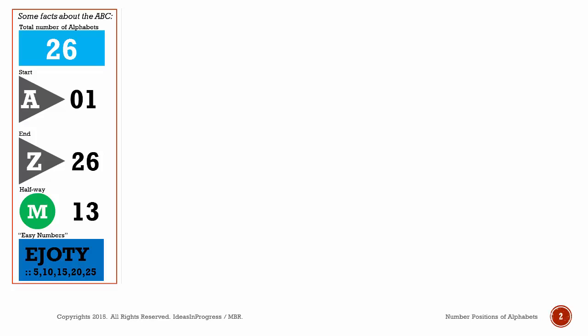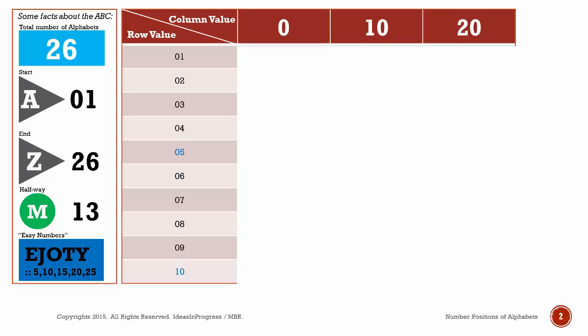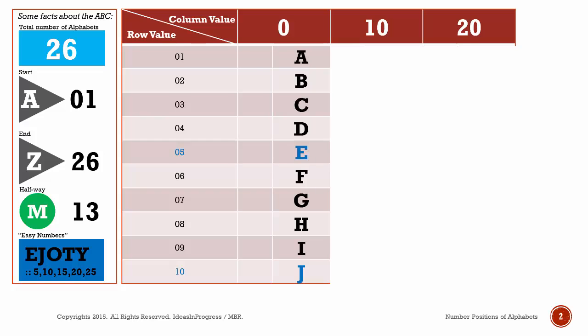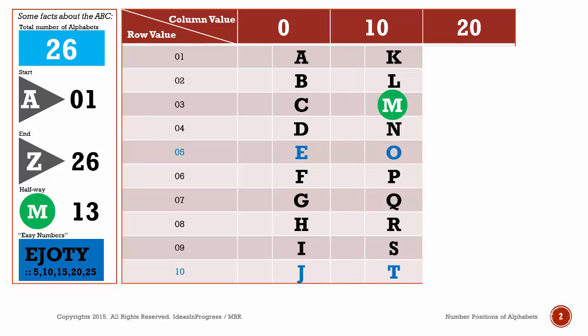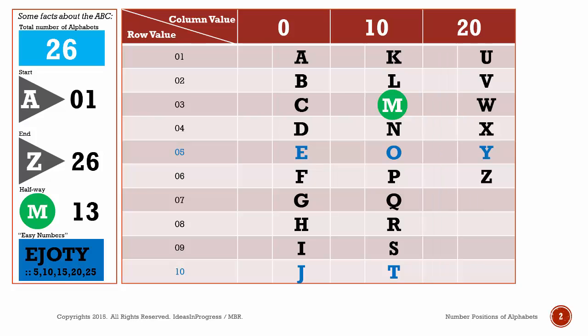This is how the trick works. You basically use a table to organize the alphabets A to Z, a table with rows 1 to 10 and 3 columns with values 0, 10 and 20. You have your alphabets A to J in the first column, alphabets K to T in the second column, and alphabets U to Z in the third column.